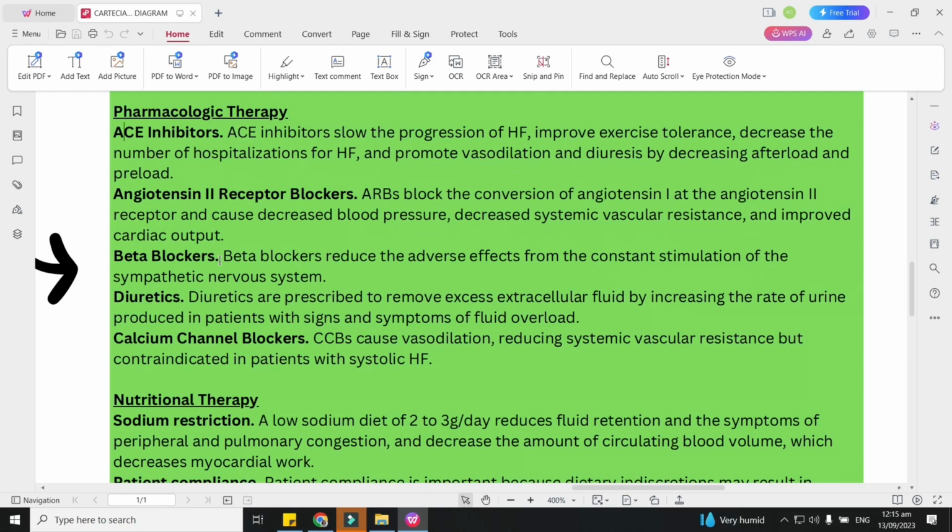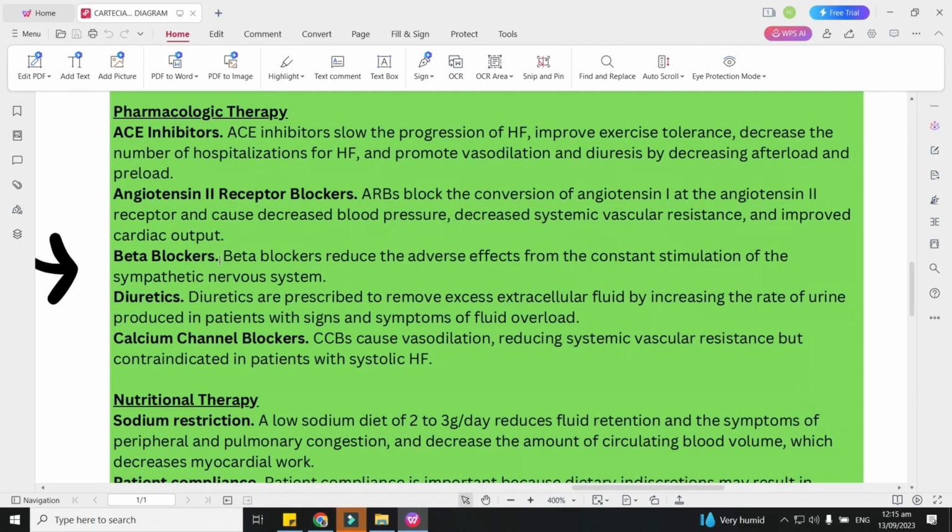Calcium channel blockers cause vasodilation because angiotensin 2 causes vasoconstriction, right? So by calcium channel blockers causing vasodilation, our systemic vascular resistance is being reduced. But of course, it is contraindicated in patients with systolic heart failure, I mean.